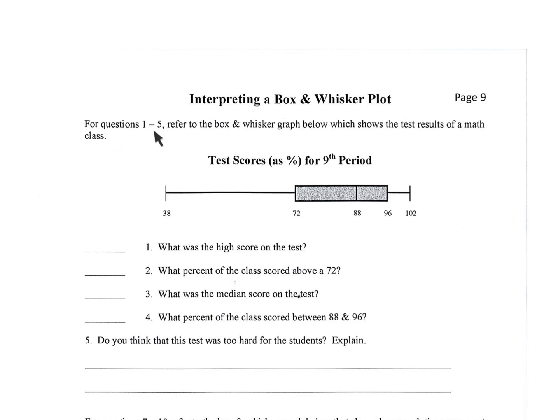So for questions 1 through 5, refer to the box and whisker graph below, which shows the test results of math class. So test scores in percents for 9th period. As we investigate this, we can see the numbers down below. And the first question is, what is the high score on the test? So the highest point, also known as the upper extreme, would be 102.